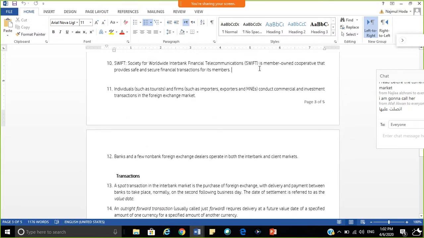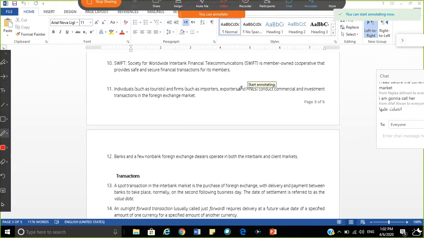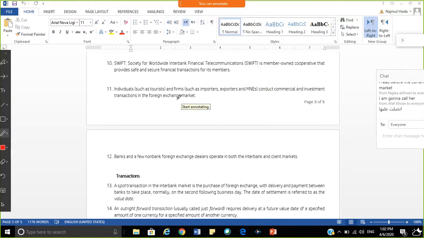If you wish to learn more about it, you can read and find out why it was formed and when it was formed. Now individuals such as tourists and importers, exporters and MNEs conduct transactions in the foreign exchange market. So who are these retail players? Retail players are mainly tourists and students who go abroad. They need to convert their local currency into the foreign currency.